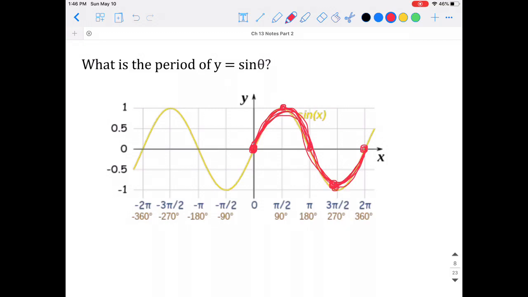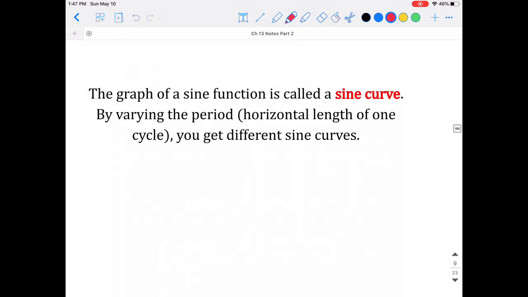And the period of that function, if we're talking about radians, from 0 to 2 pi, sorry, not pi over 2. The period is 2 pi because that's the length, or how long it takes to get through one full cycle on this graph. The graph of a sine function is called a sine curve, so we're going to refer to it as a sine curve.